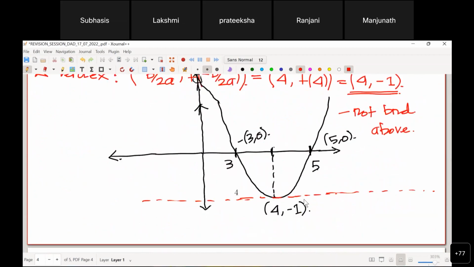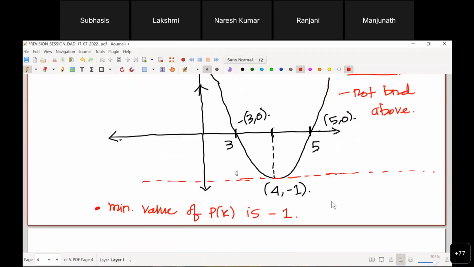And the minimum value of the function is what? The vertex, (4, -1). The y coordinate of the vertex. Okay, so not (4, -1), the y coordinate. Yes, the y coordinate of the vertex. Okay, so the minimum value of this polynomial is p(x) = -1. So this is how we have computed the minimum value of the polynomial.